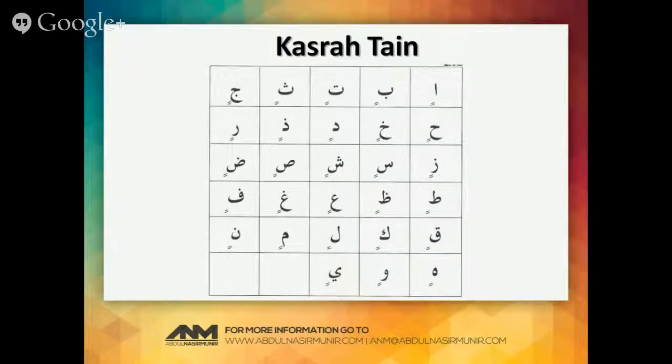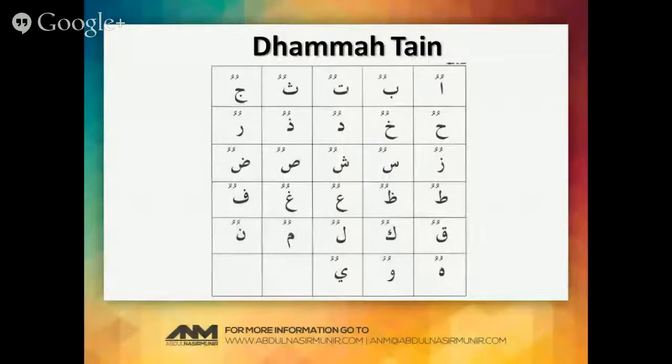So these are the alphabets from alif to ya with the kasratain on top, and you learn how to pronounce these letters. Alhamdulillah. Then we have the last slide for tanween, which is dhammatain.